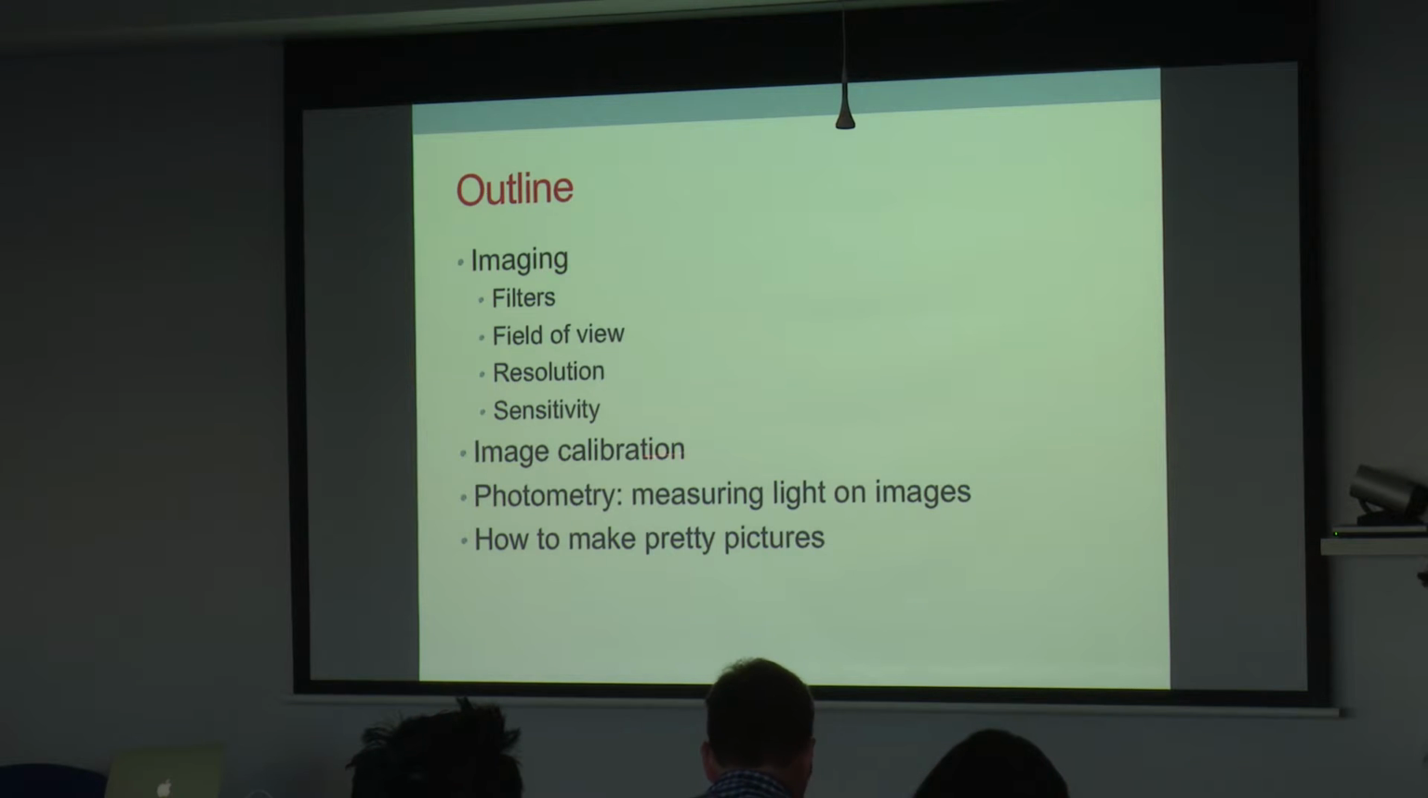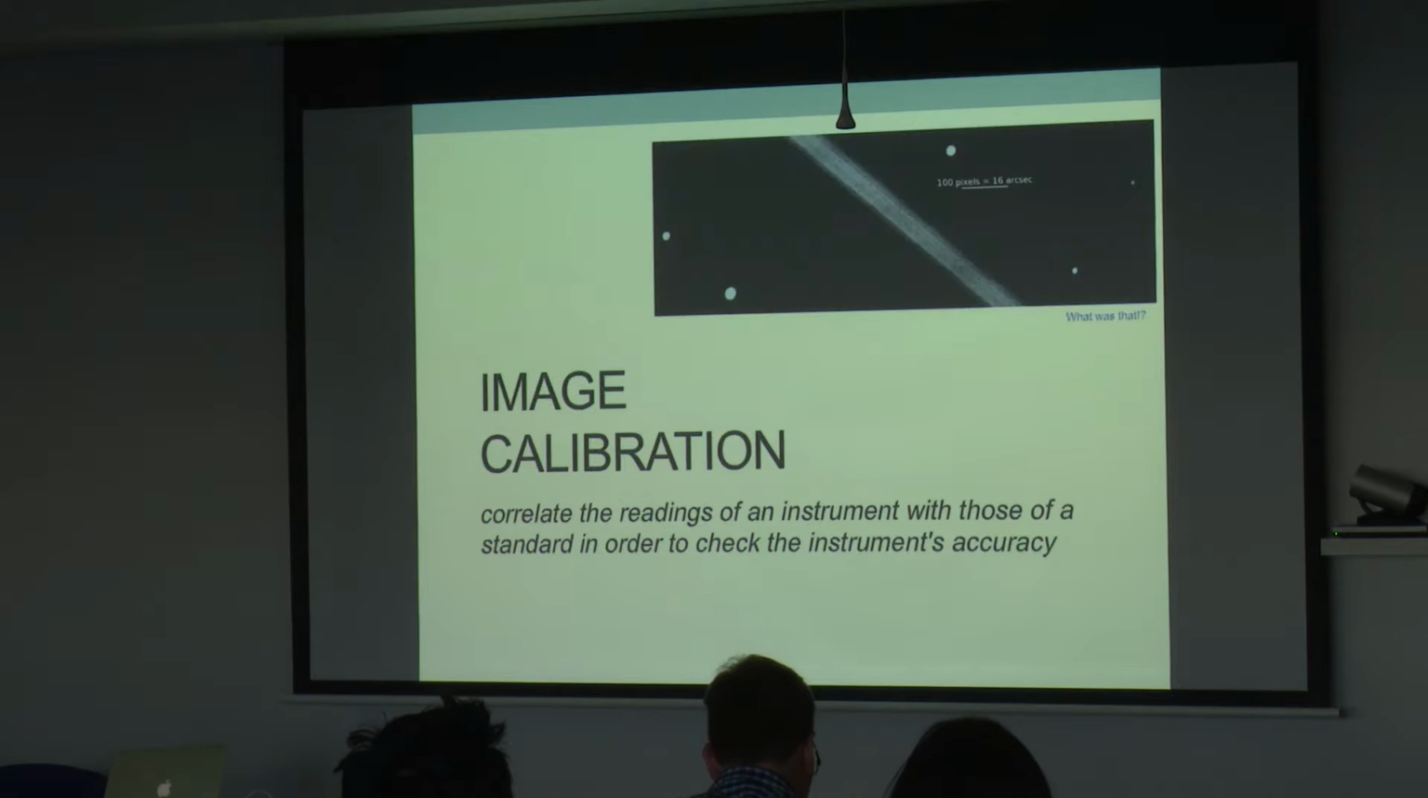So that's what I wanted to cover on the imaging section. These are the main parameters that I think are the properties you want to think about if you're considering doing imaging, or if you want to do more optimized imaging. I'll now step through image calibration and briefly photometry.